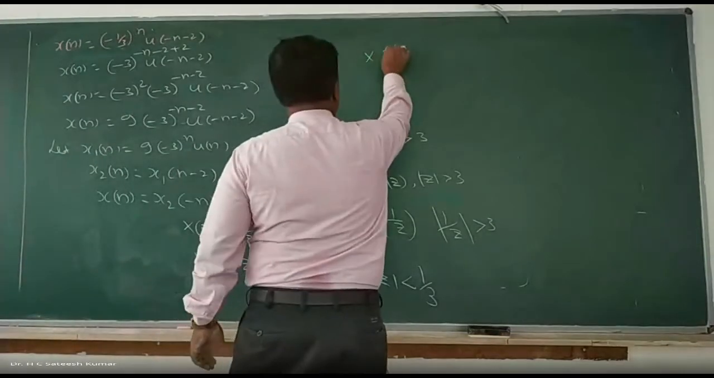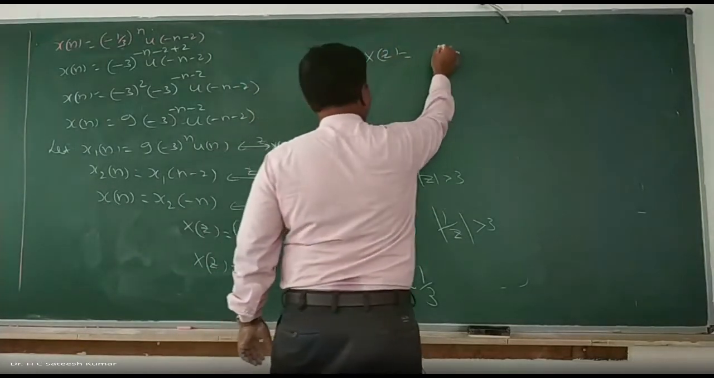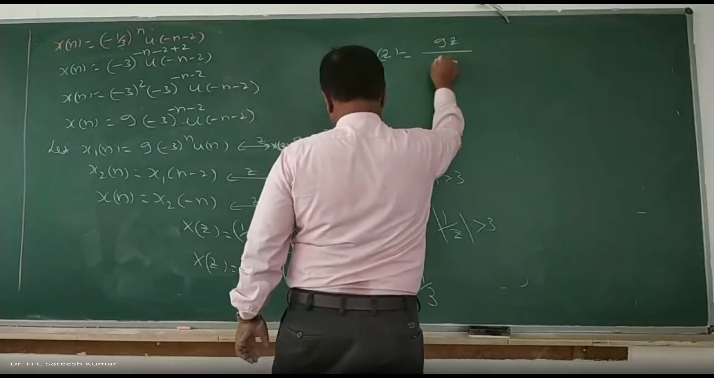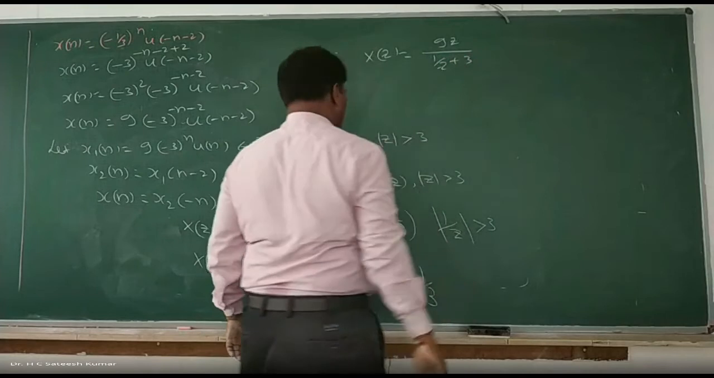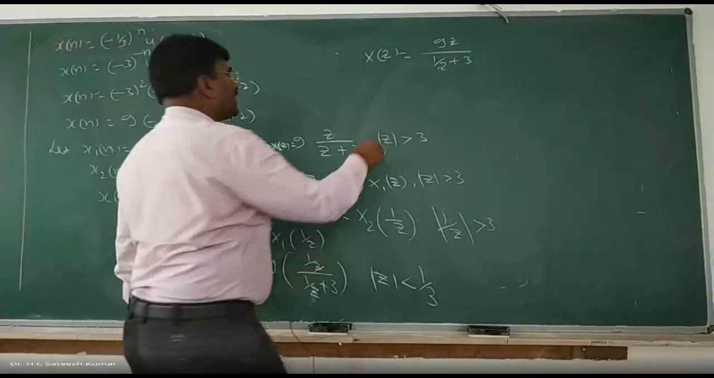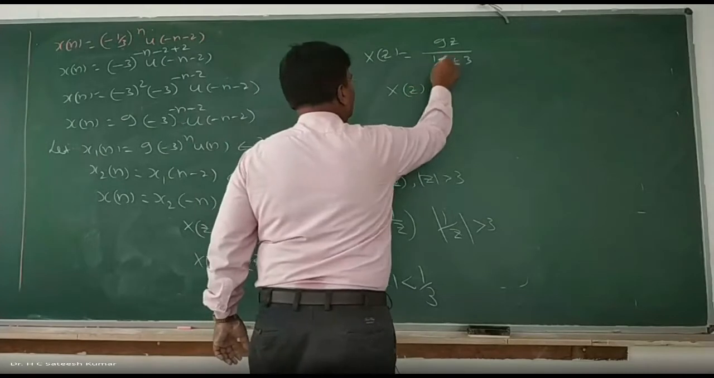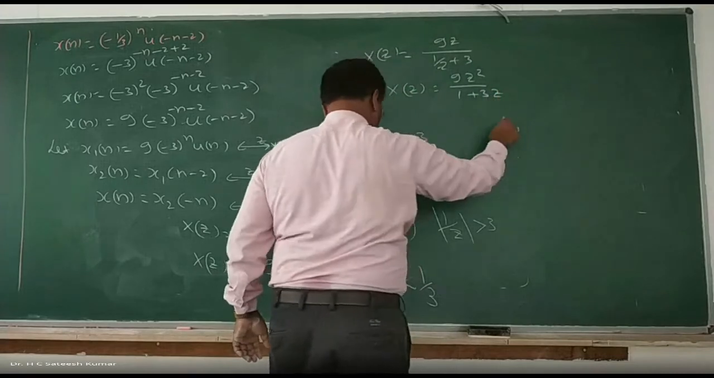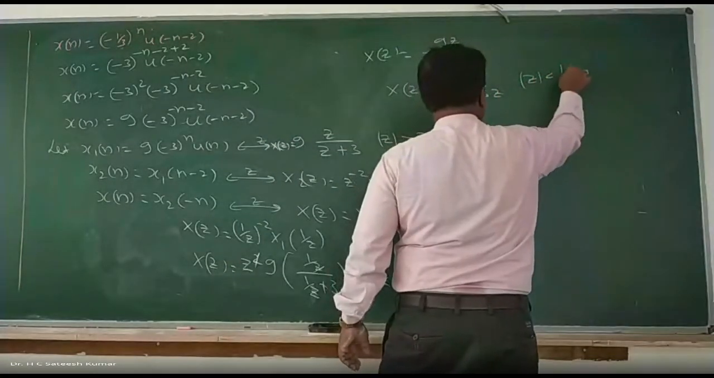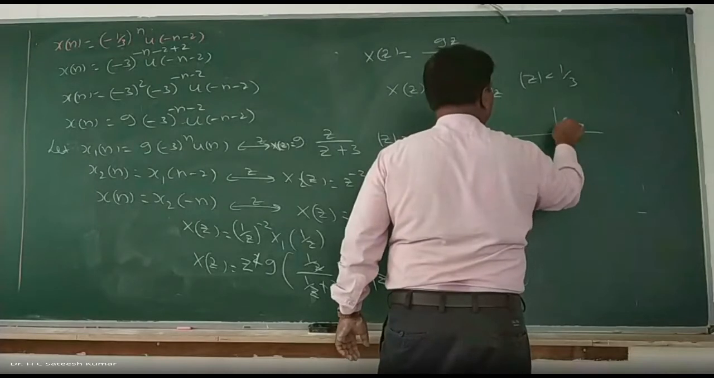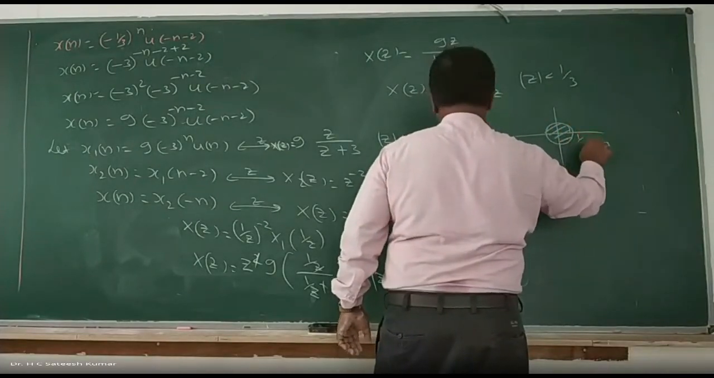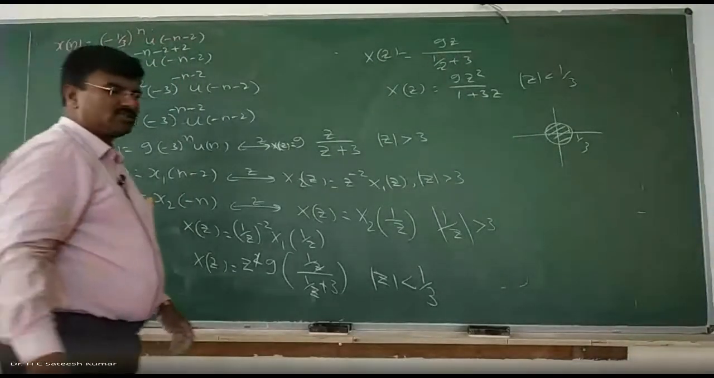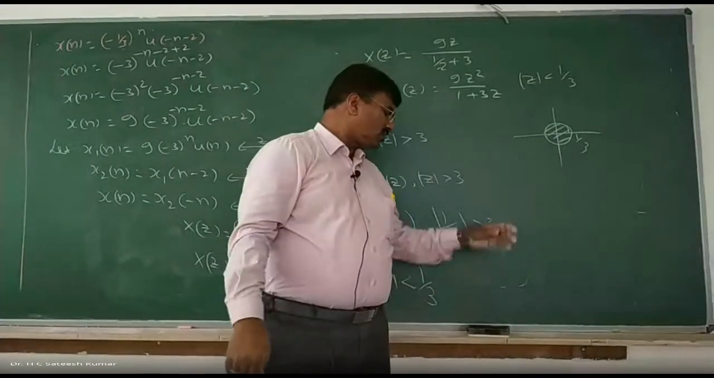X of Z is equal to 9Z divided by 1 by Z plus 3. Or you can write it as, you take the LCM and Z will go to the numerator: 9Z square divided by 1 plus 3Z with ROC mod Z less than 1 by 3. So less than means what? Inside. And we can verify that. See, whenever minus n is there, there is a left-handed sequence. ROC is extending towards the origin from the innermost pole. So that's how we should do it.